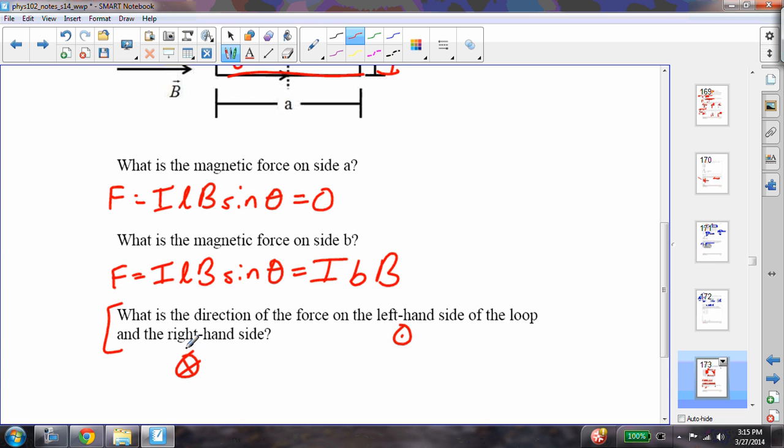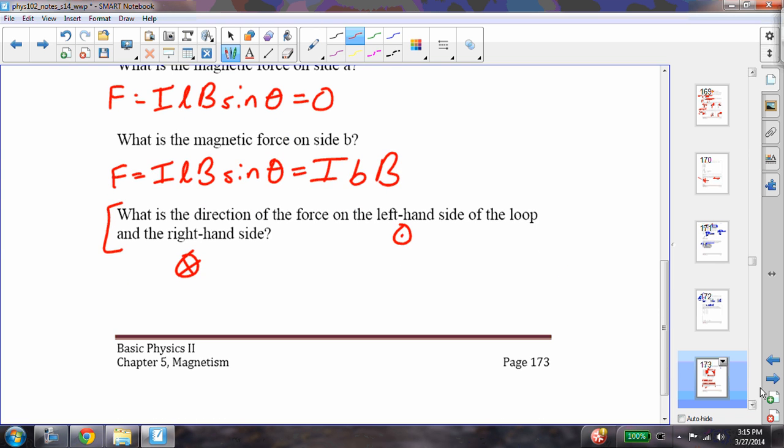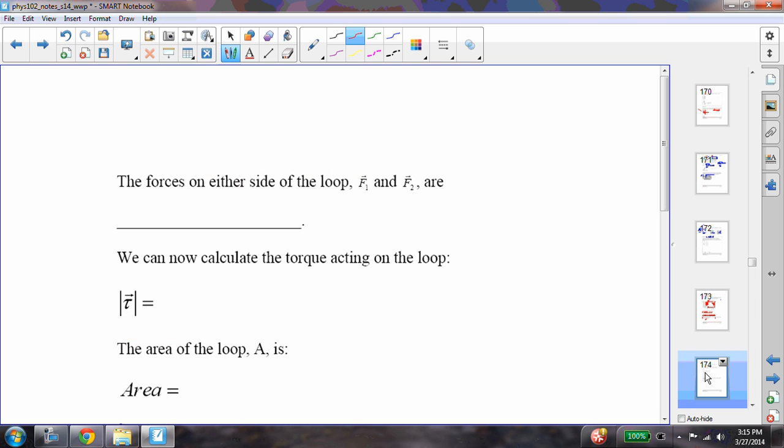Okay, now we want to calculate the torque. So, first of all, the forces on either side of the loop are equal in magnitude. Same current, same length, same magnetic field. So they're going to be the same forces. They're opposite in direction, of course, but equal in magnitude. So now we can calculate the torque. Remember, we're going to have the torque on the left-hand side plus the torque on the right-hand side.